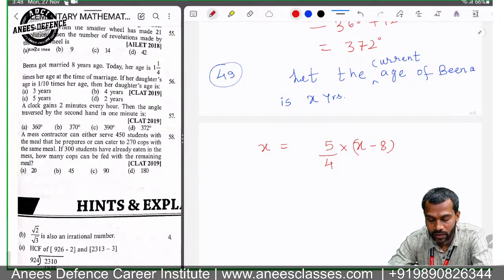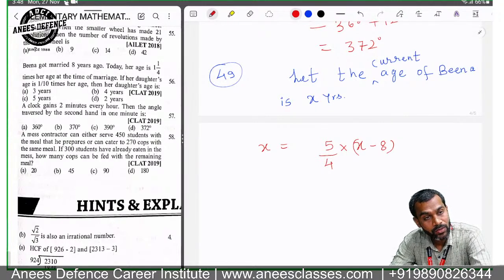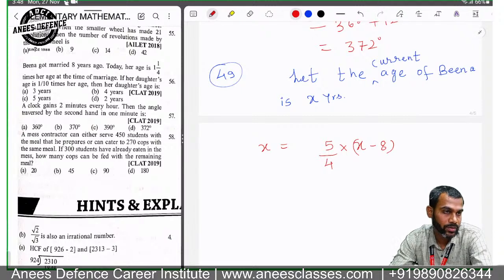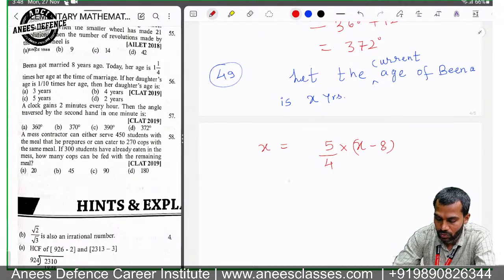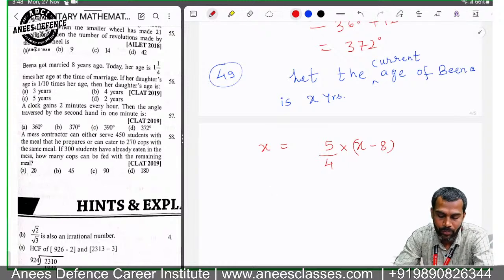Yes or no? 5 by 4 is more than 1. So X is today's age and X minus 8. So today's age is 5 by 4 times the age 8 years ago. Yes or no? Now, if her daughter's age is 1 by 10 times her age, the daughter's age is X by 10, so from here we need to find out the value of X. For the daughter's age, we just divide it by 10. So we need to find out the value of X by 10. Yes or no?